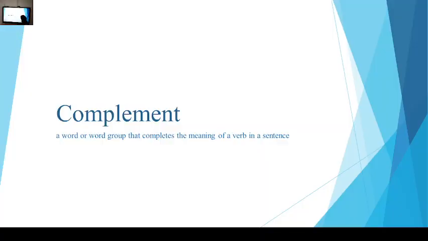It's the complement. A complement is a word or word group that completes the meaning of a verb in a sentence. So sometimes you need other words or a group of words to complete the meaning of a verb. For example, I say, I gave, and then I stop. Can I stop here? No. I need a word to complete this verb. So I say, I gave a flower to my friend, right? So a flower here is a complement. It completes the meaning of the verb.